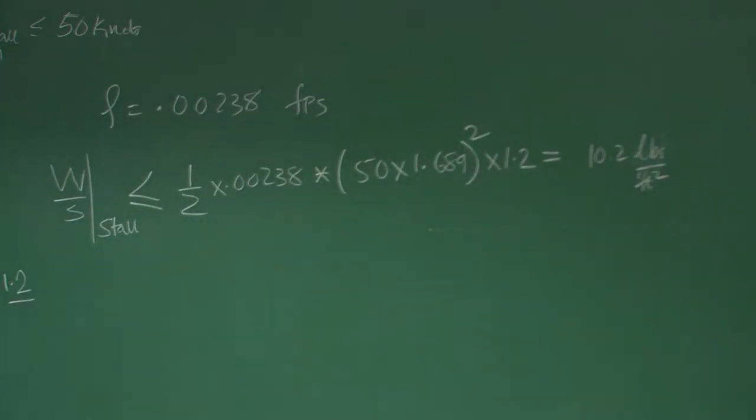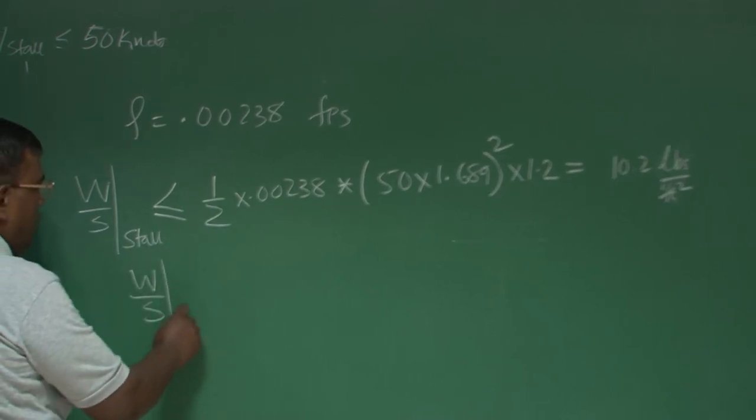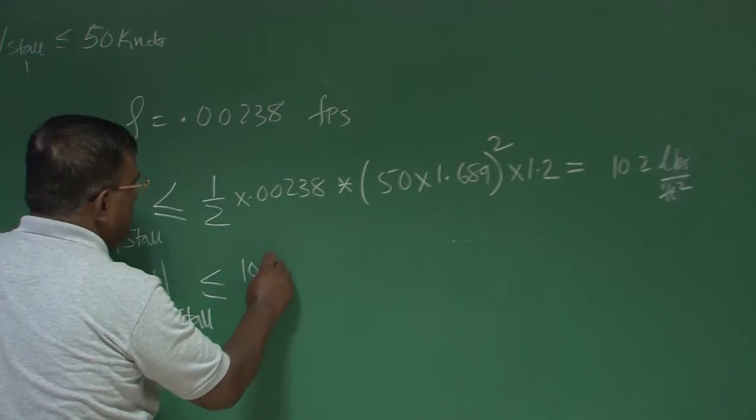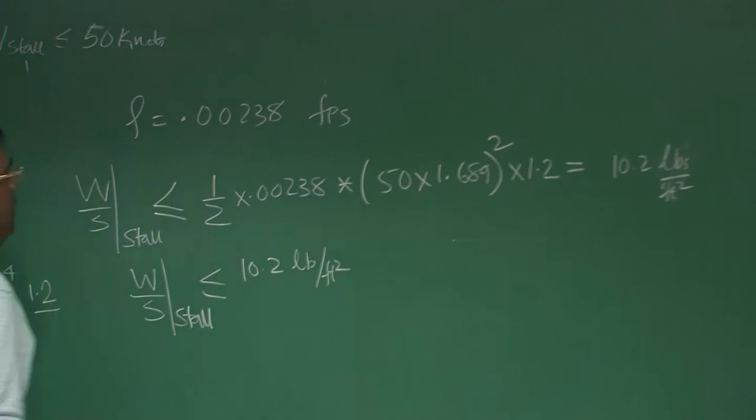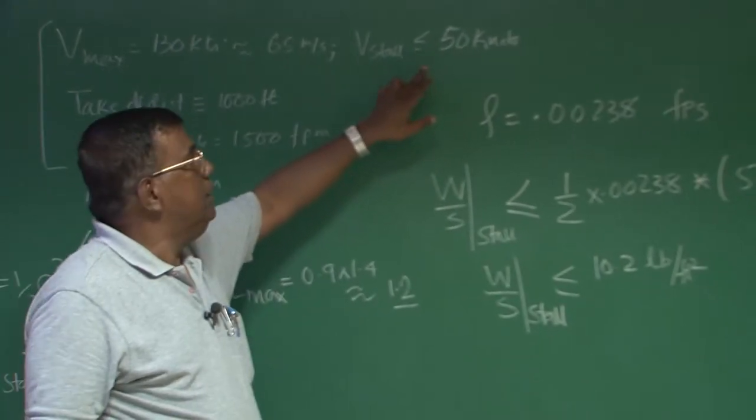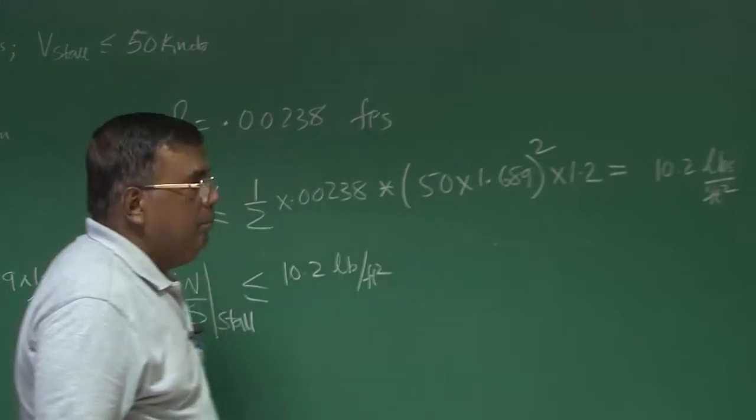So what is the message? The message is W by S stall should be less than or equal to 10.2 pounds per feet square, if I want to maintain V stall less than 50 knots, okay, right? 50 knots I'm converting into feet per second, multiplying by the multiplication factor.